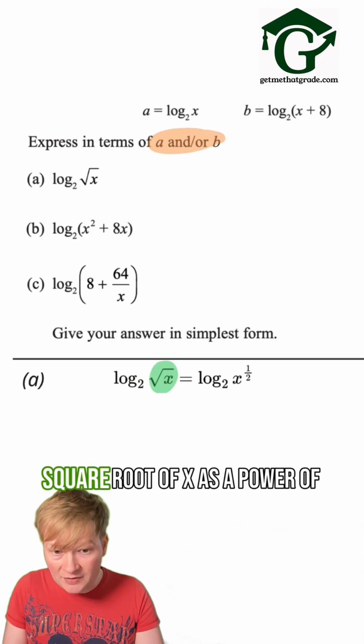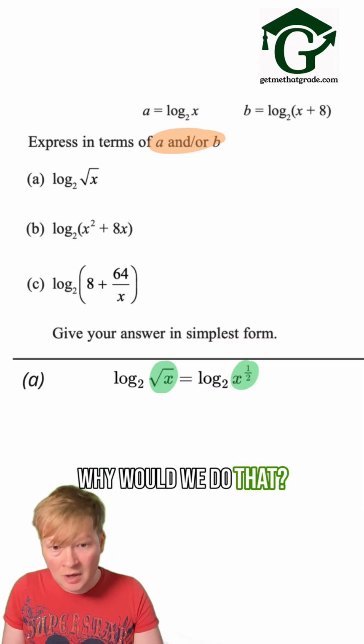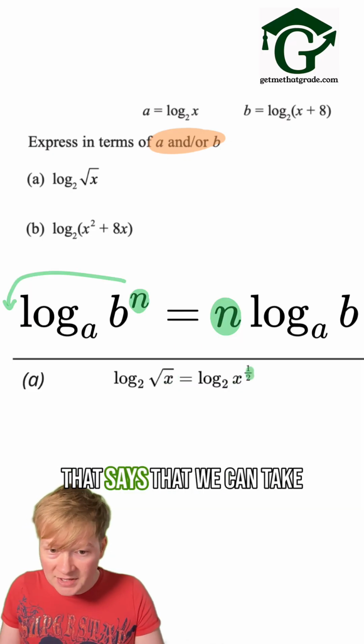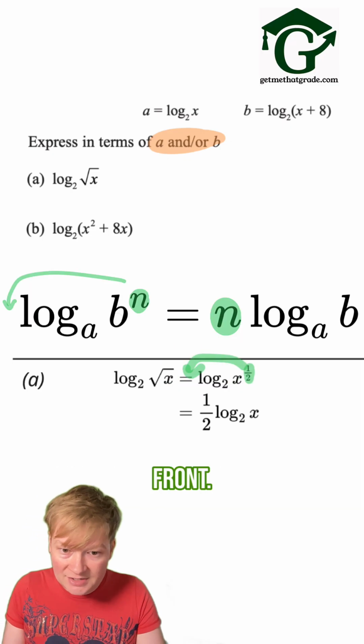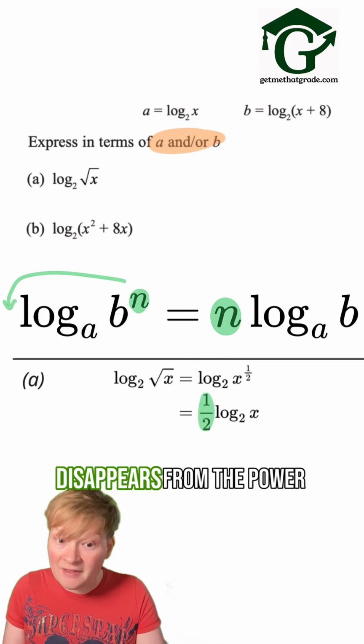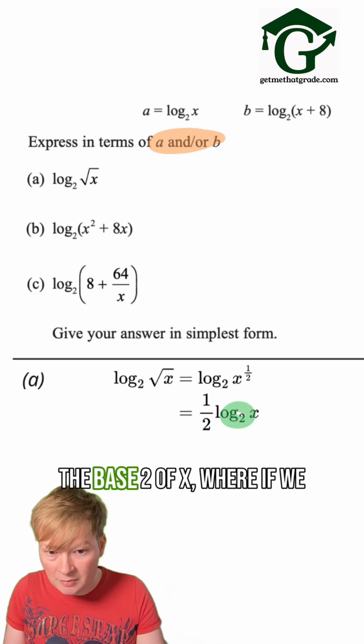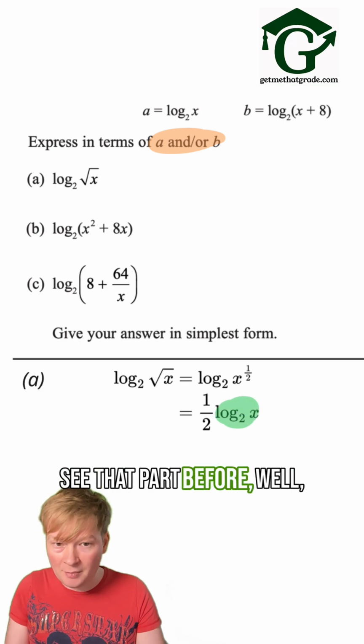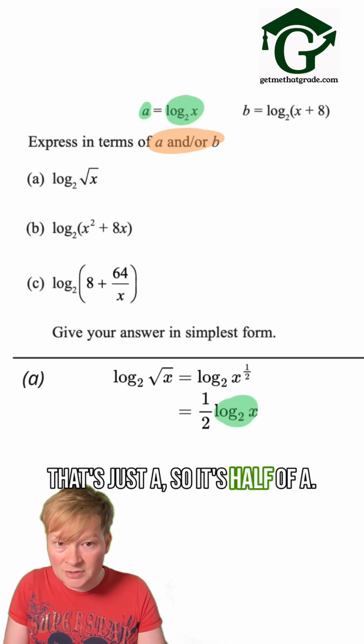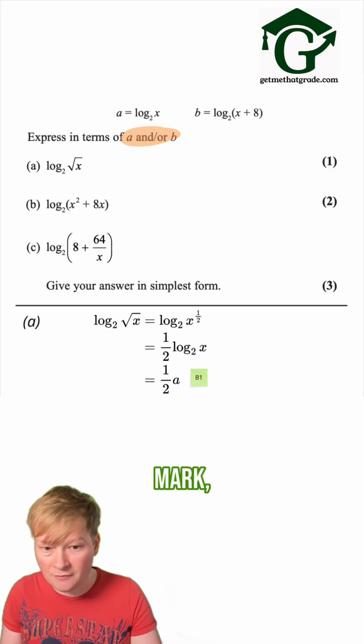Well, we can rewrite the square root of x as a power of x. Why would we do that? Well, there's a rule of logs that says that we can take this power and bring it to the front. So it appears here and then it disappears from the power here. And so we've got half of log to the base 2 of x. Where have we seen that part before? Well, that's just a. So it's half of a. There you go, you've got your mark.